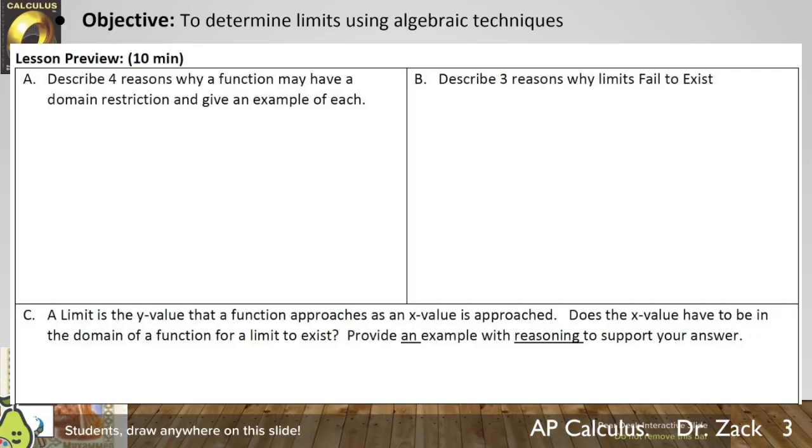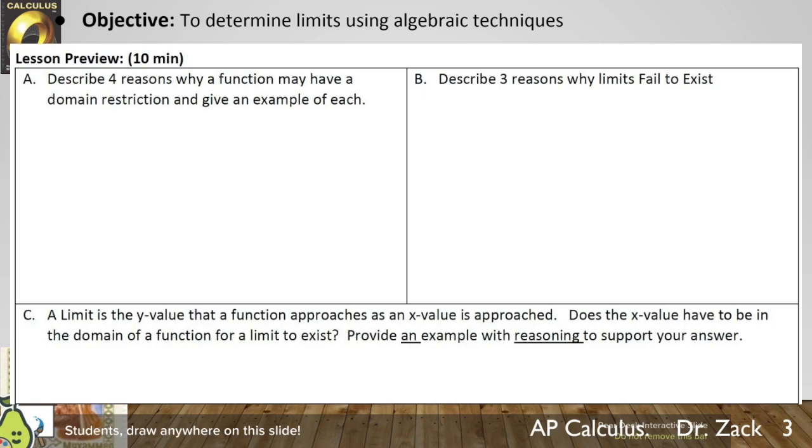For the lesson preview, you are asked to describe 4 reasons as to why a function may have a domain restriction. One of the obvious reasons is that you have a 0 in your denominator. It's also possible to have a negative under a square root. A third reason could be that you have a negative in the argument of a logarithmic function.